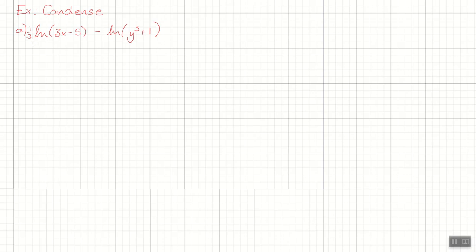The fact that there's a 1/3 in front of this means what? It became a power. So what gets raised to the power of 1/3? Love it. Natural log of 3x minus 5. And I'm going to add a second set of parentheses here because there's a little bit of ambiguity if I don't.